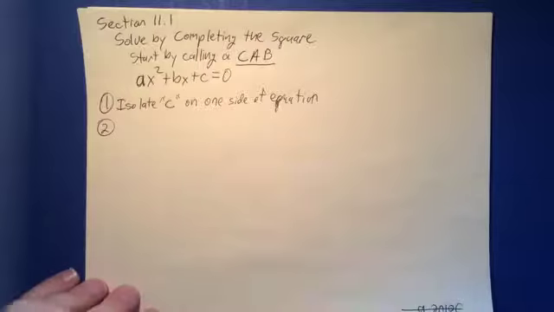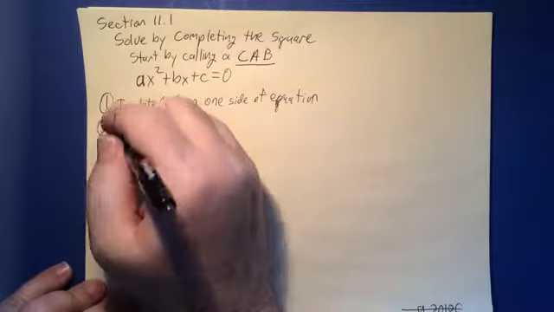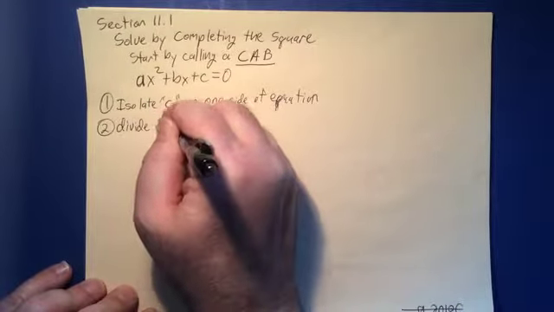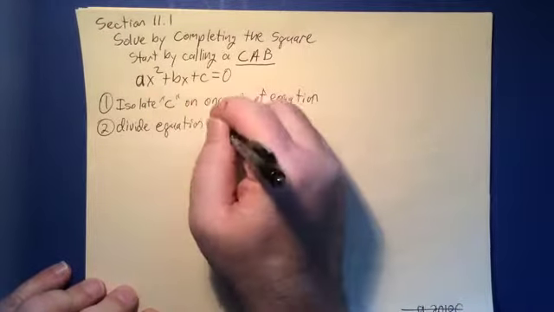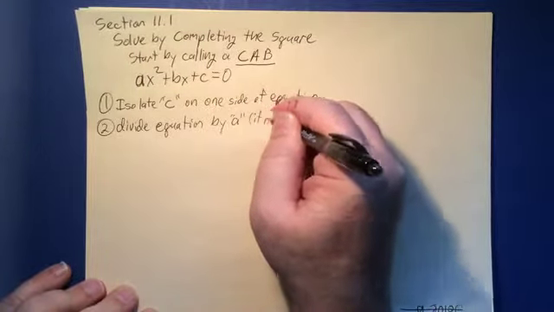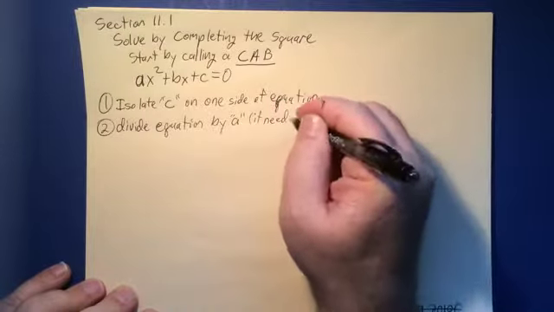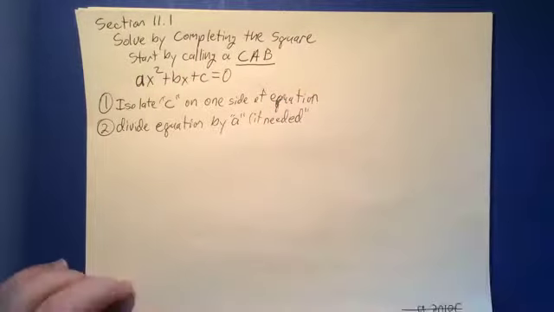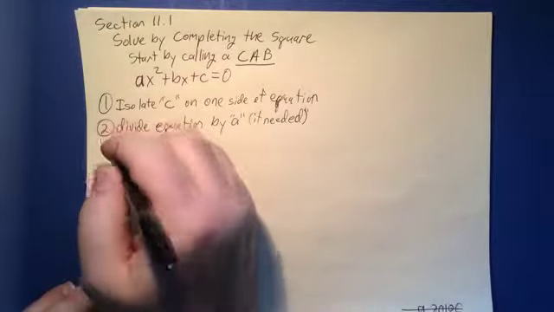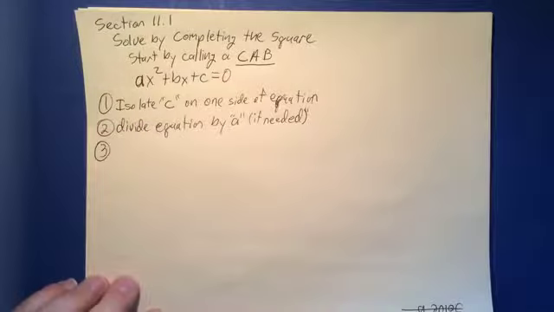So the second step that's going to be involved here is to divide the equation by a if needed. In the first few problems we're going to do, we're not going to be saddled with that, but it will come up in later problems, and you can expect that on my test you'll certainly get at least one question where you're going to have to divide by a in the process of being able to complete the square.